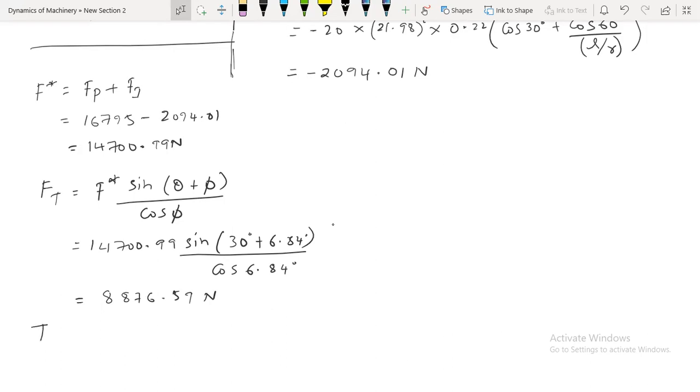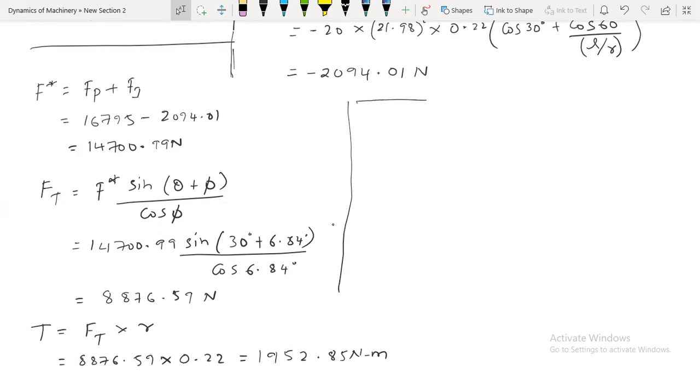Now you can find the turning moment. The turning moment equals Ft into R. Ft is 8876.59, and R is the radius of the crank, which we got as 0.22. This will give you the turning moment as 1952.85 Newton meter. That is the turning moment.